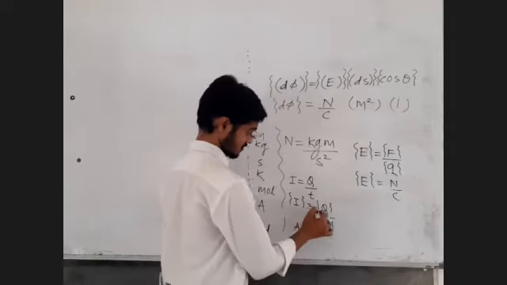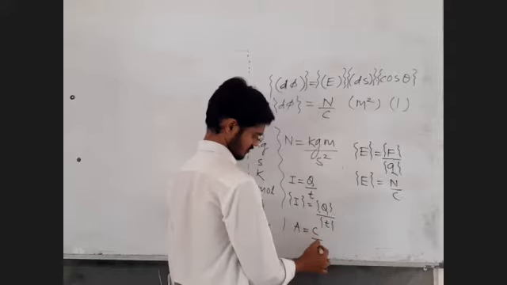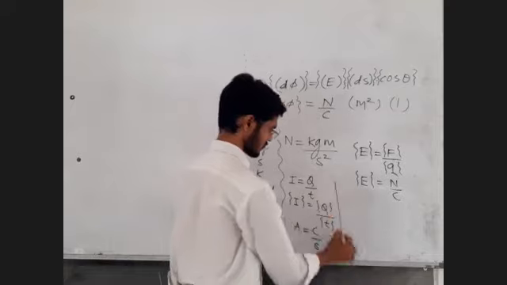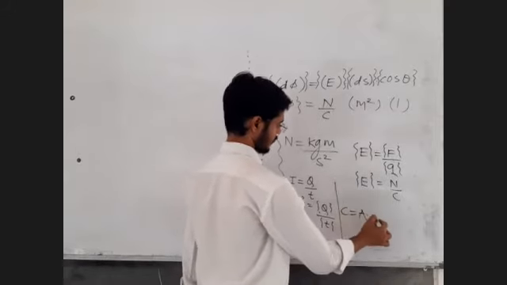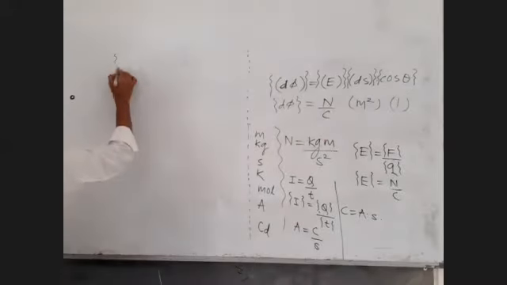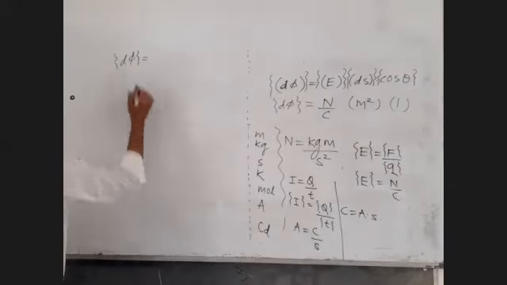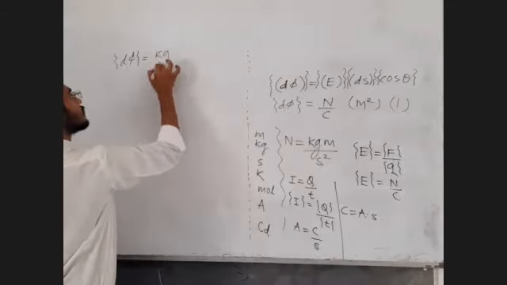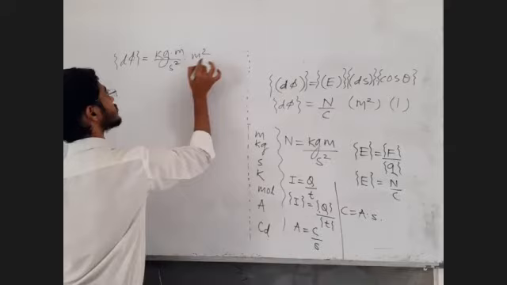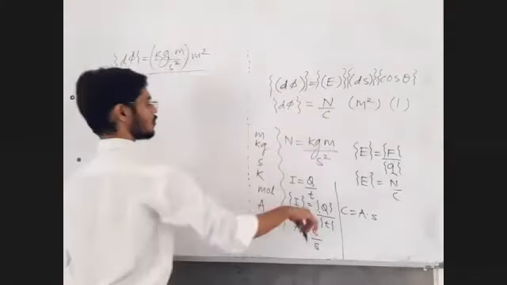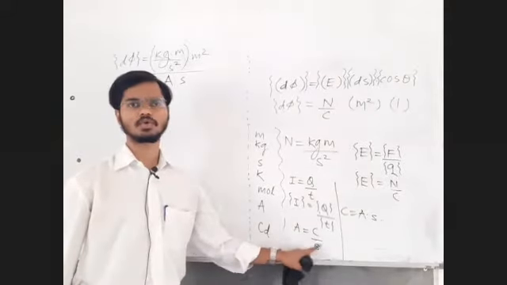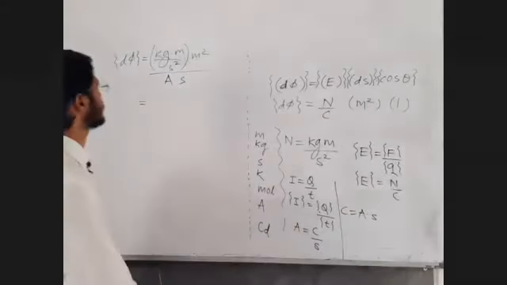Ampere is a scientist. Coulomb is a scientist. Second is not a scientist. So Coulomb can be replaced by ampere into second. Yes, Coulomb is equal to ampere into second. Ampere is fundamental, second is fundamental. Replace it. So the unit of electric flux, Newton, can be replaced by kg meter per second square into meter square as it is, divided by Coulomb. Coulomb is ampere second. Here onwards remember Coulomb is ampere second. Ampere is Coulomb upon second.